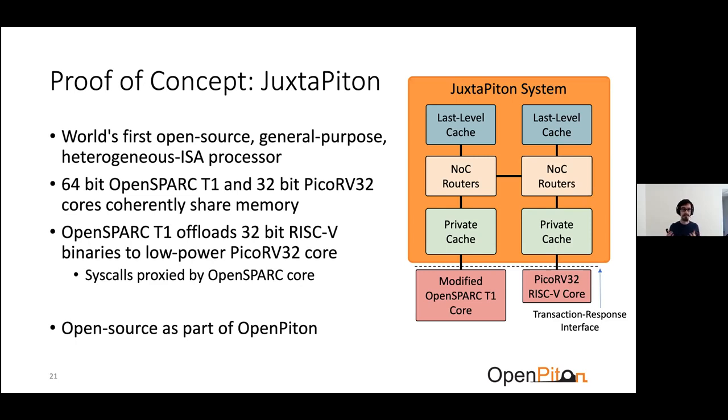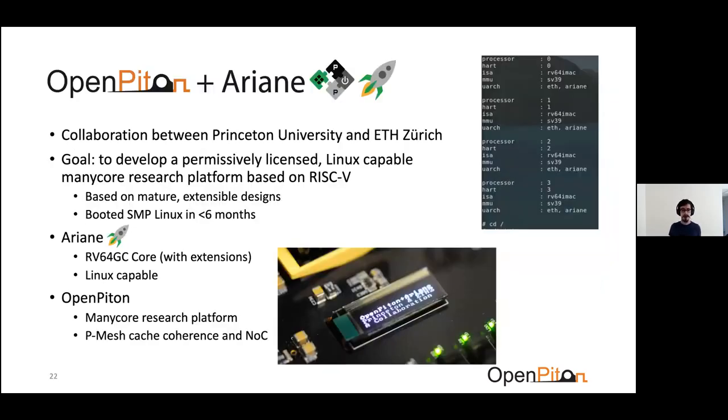And so this gave us a taste that we wanted something more complex, right? And so we wanted to be able to connect an actual other Linux capable core and be able to test something more interesting, right? And start to investigate OS implications. And so I started up a collaboration between ourselves at Princeton and the Pulp team at ETH Zurich to connect their Ariane core into the system, right? So our goal was to develop a permissively licensed Linux-capable Manycore research platform based on RISC-V. You can think of this as the RISC-V version of OpenPiton, right? And so we were coming together with two pretty mature and extensible designs. Ariane was able to already boot Linux and had been taped out, and OpenPiton had been taped out and could run Linux with the SPARC core.